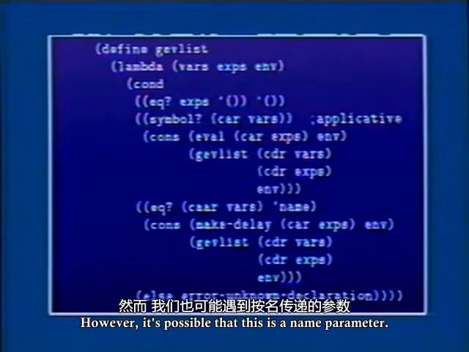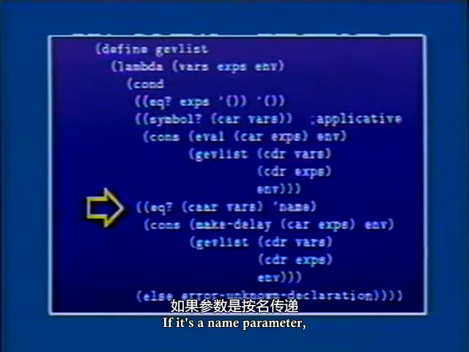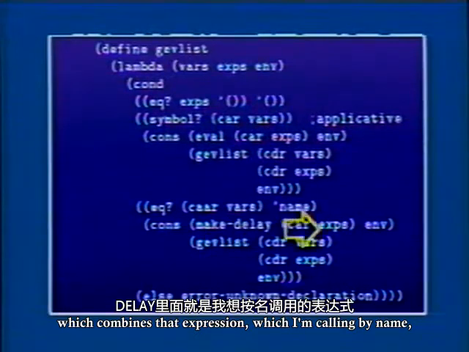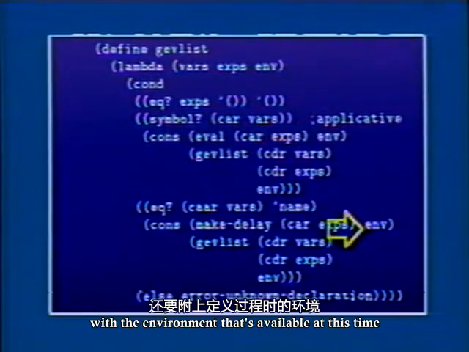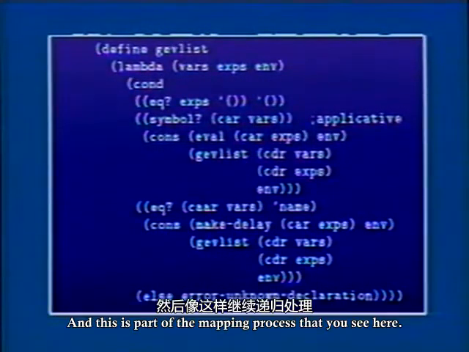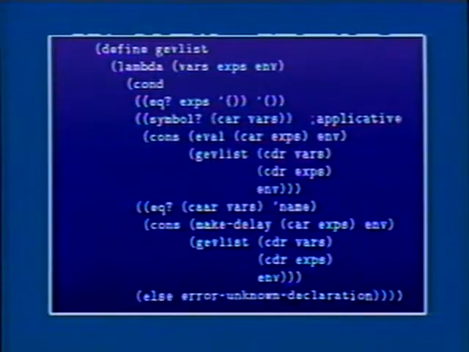However, it's possible that this is a name parameter. If it's a name parameter, I want to put a delay in, which combines that expression, which I'm calling by name, with the environment that's available at this time, and passing that as the parameter. And this is part of the mapping process that you see here.